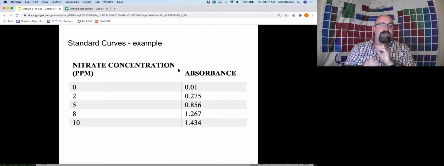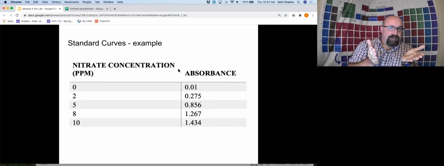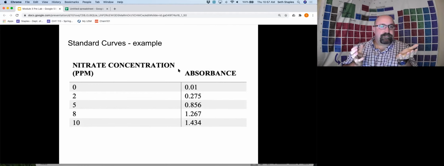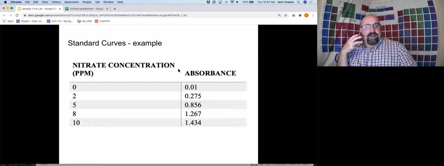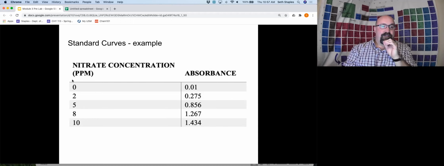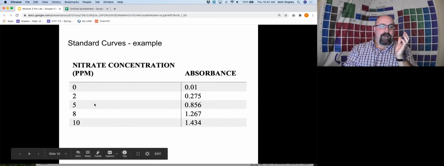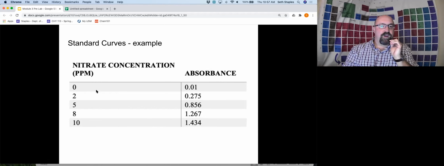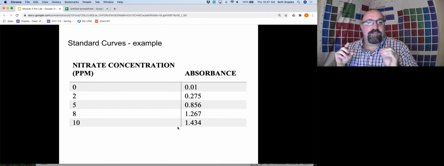Here we have just an example table. This is directly from your pre-lab, where we have some known concentrations of nitrate. These concentrations were made up from a sample, so we know what these concentrations are, and we're measuring the absorbance of those particular samples. So that's all we're doing. We have these known concentrations of nitrates, and we're measuring the absorbance of those.